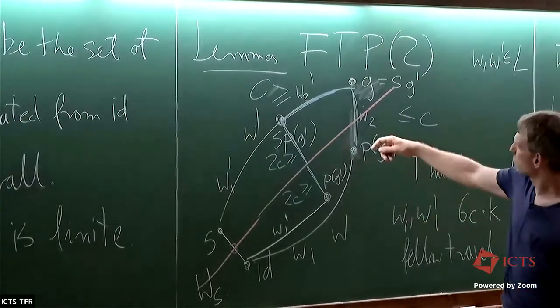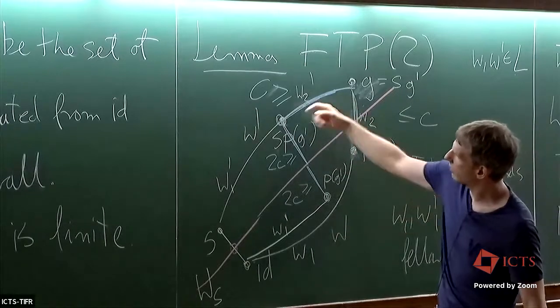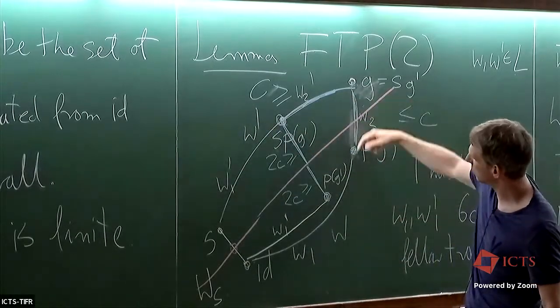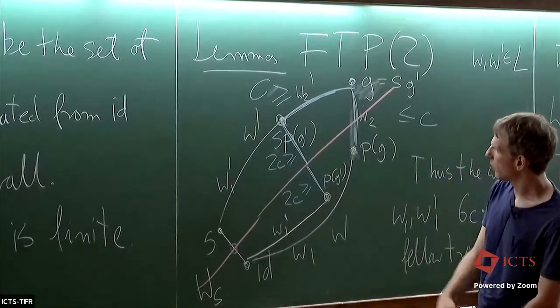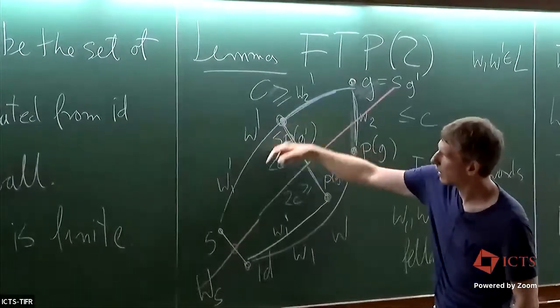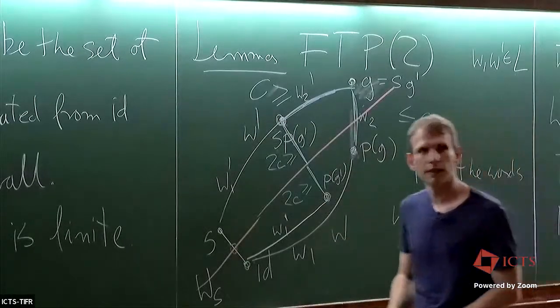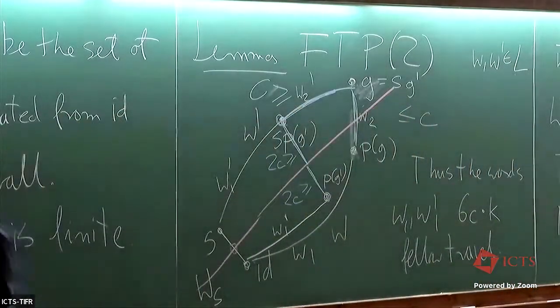But we want to prove that the right path and the left path fellow travel. For the moment, we know that the right path and the middle path fellow travel. So what remains is to prove that the middle path and the left path fellow travel. Any questions before we justify that?